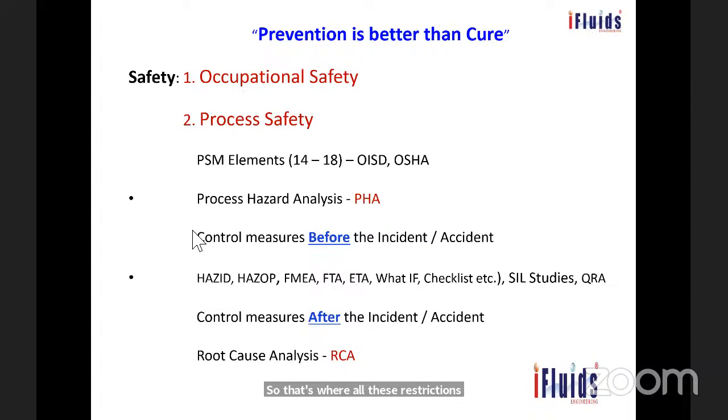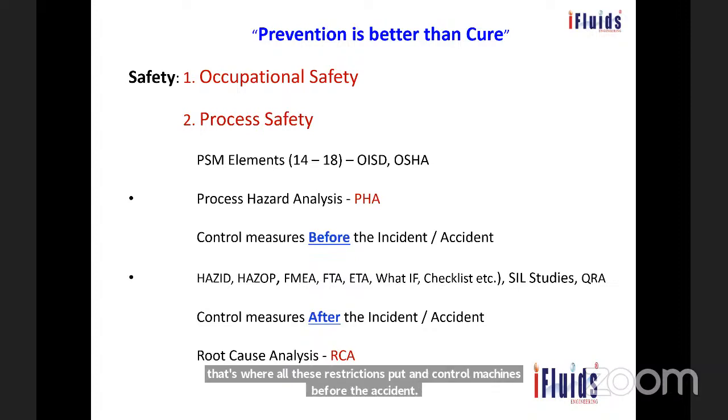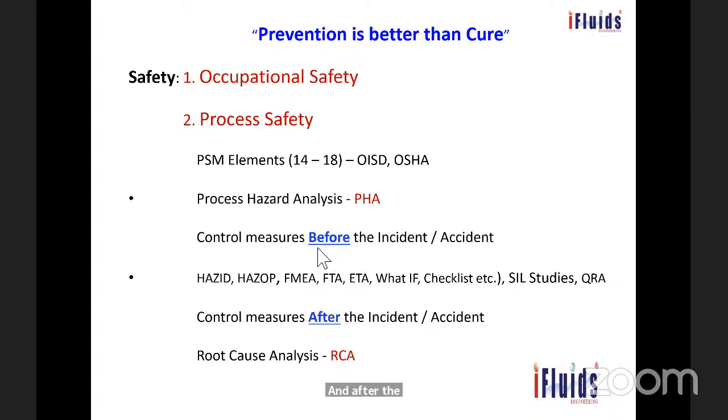And control measures before the accident and after the accident. So before the accident, there are certain things taken care of. They do analyses such as FMEA, FTA, ETA: event tree analysis, fault tree analysis, what-if checklists. So different studies are made, and SIL studies, safety integrity level studies, and QRA, quantitative risk analysis. So this will go through, and if the accident has taken place, after that they will do the root cause analysis.